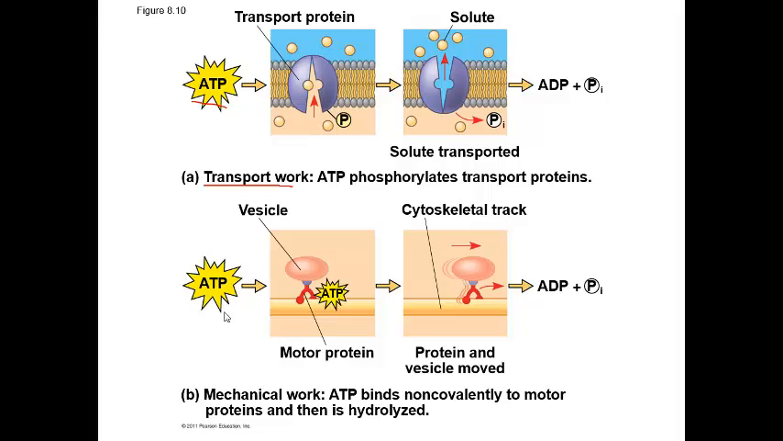The final type of work is mechanical work. Mechanical work is the physical movement of materials within the cell. Here you see one example. In this example here we see a motor protein being used to physically move a vesicle within the cell. Another good example of mechanical work would be muscle contraction. All three of these forms of work are fueled using ATP, the cell's only usable energy source.